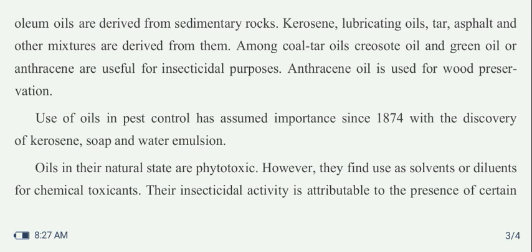Among coal tar oils, creosote oil and green oil or anthracene are useful for insecticidal purposes. Anthracene oil is used for wood preservation. Use of oils in pest control has assumed importance since 1874 with the discovery of kerosene, soap, and water emulsion. Oils in their natural state are phytotoxic. However, they find use as solvents or dilutants for chemical toxicants.